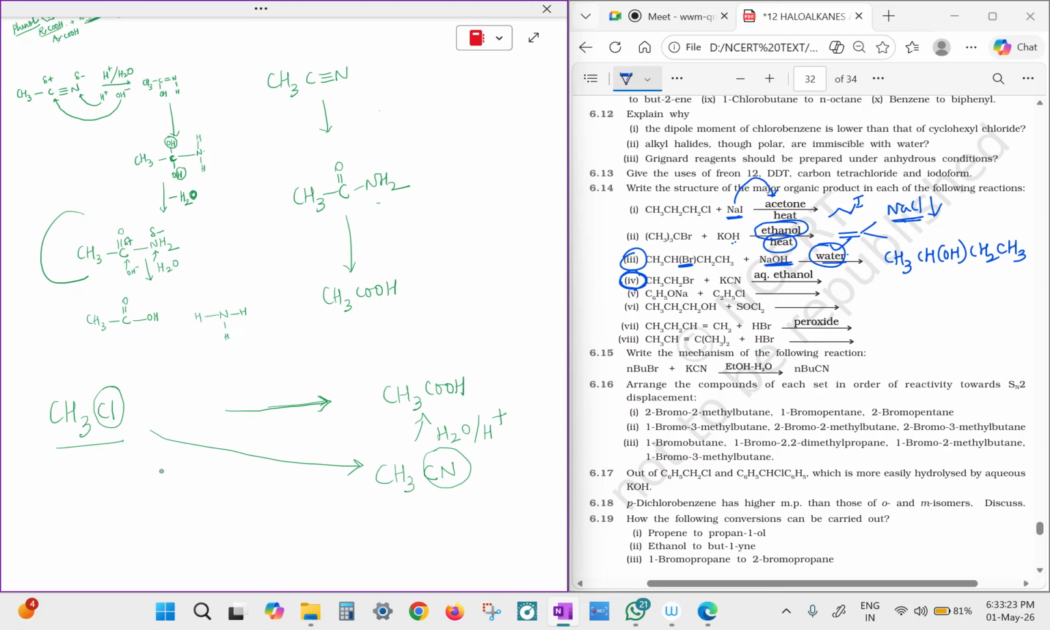Nucleophilic substitution, ma'am. Yeah. So what will be the reagent used? SN2, ma'am. Okay, reagent, not mechanism. KCN and aqueous ethanol. I'm asking you to look at the subdivision number 4. See, what was the product here? CH3CH2CN. Yes, ma'am. Are you getting the point, children?